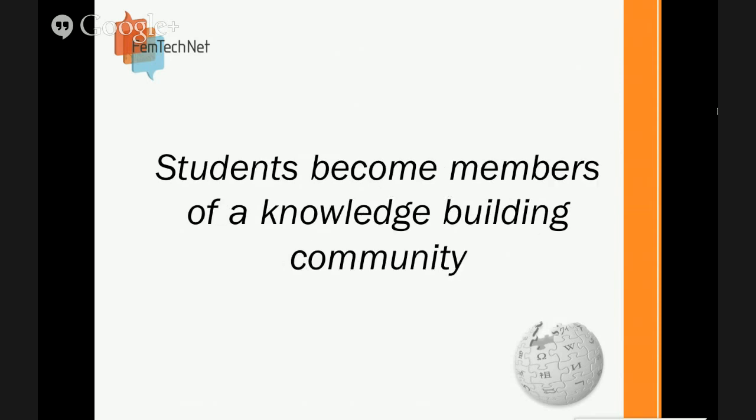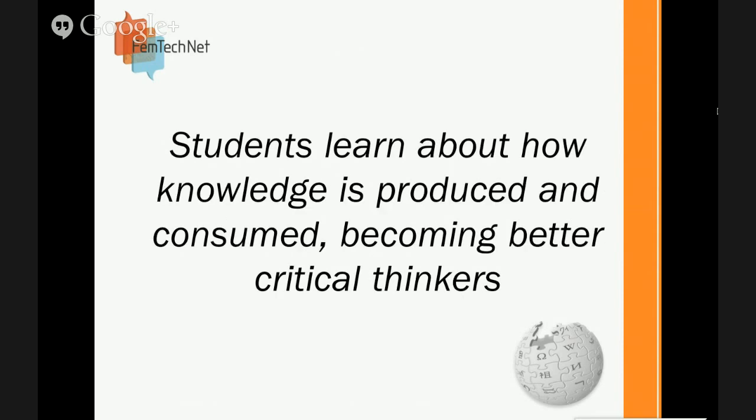In the process of writing for Wikipedia, students become members of a collective knowledge community. And in that, and this is the next slide, they learn how knowledge is produced and consumed in collaboration with other thinkers. Our argument is that in understanding more about how knowledge is produced and consumed, they become deeply engaged critical thinkers. Next slide.